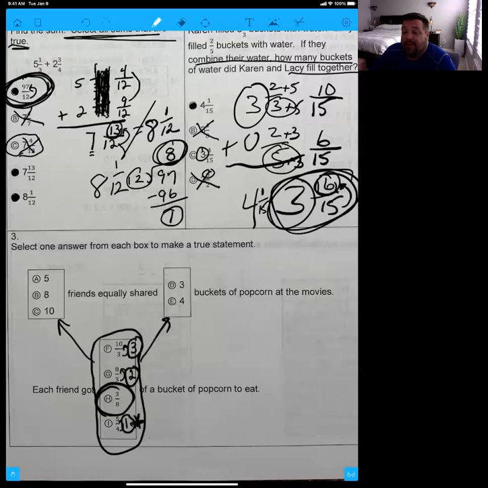This is a big time thinking problem, and you have to understand the fractions and how they work by drawing out a picture: draw the friends, draw the popcorn bucket, and realize that each one would not get more than 1. It's the only way you can solve that. So that's a thinking problem. That one's tricky, but it's really not if you think. All right, let's go on.